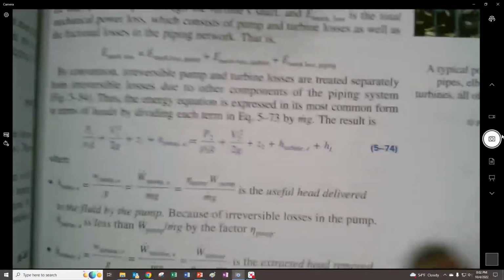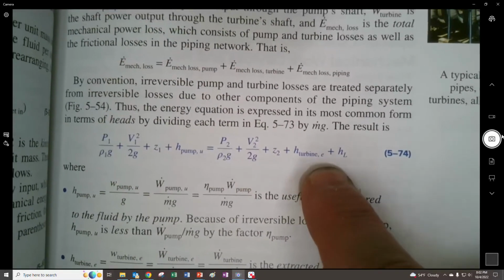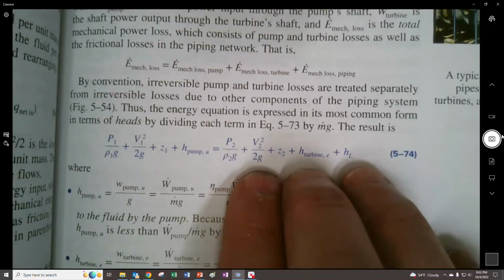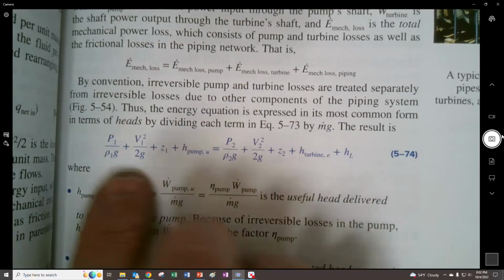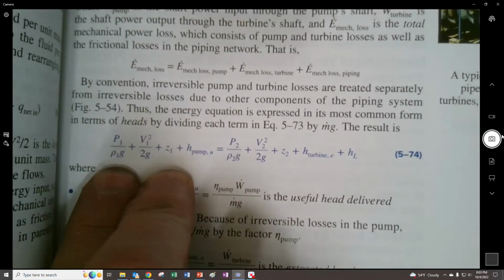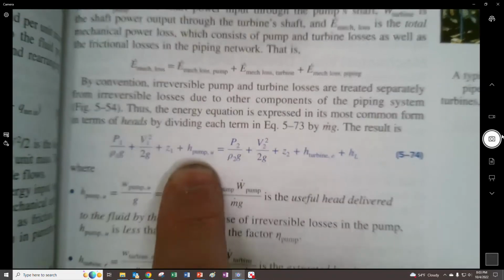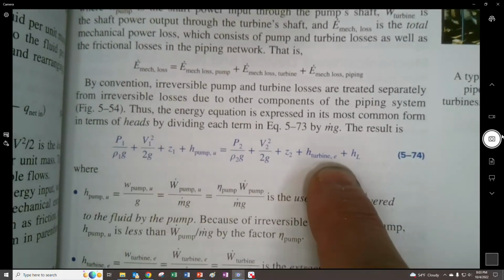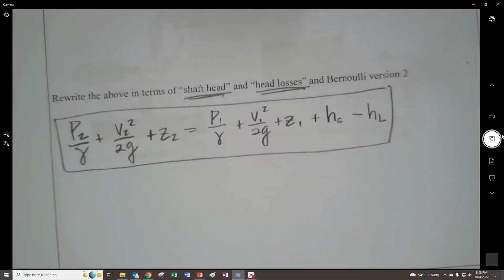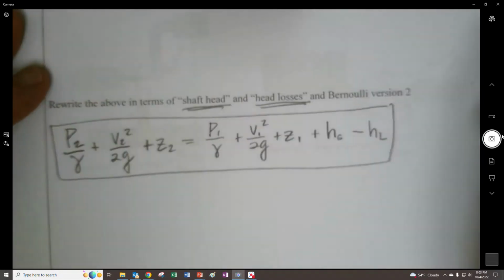So this right here, you can see here's the turbine, right? You can see they actually flipped sides over right here. So I had 2 on the left-hand side, and I had 1 on the right-hand side. You can see, well, here's the pump, and then here's the turbine. So they have both of them in here, and then they have head losses over there. So just be aware that's the same equation I have now.